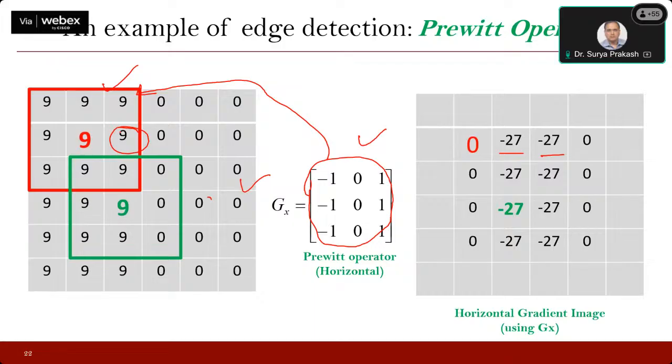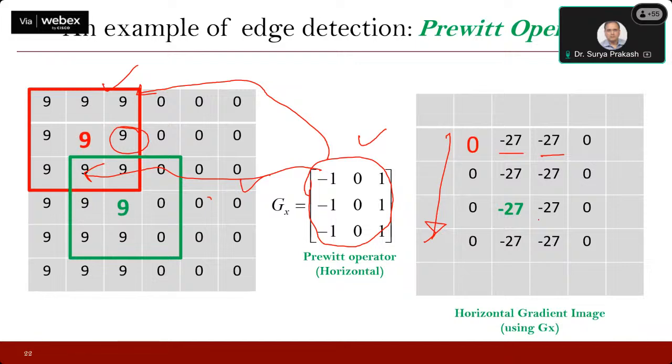So when you are applying this filter, you have to put the filter on the image, then multiply the corresponding values and sum that. So application of this filter is giving you -27. Similarly, when you are applying this filter to this pixel, again it is -27. So in all the cases you see that 27 is the filtered value coming up.